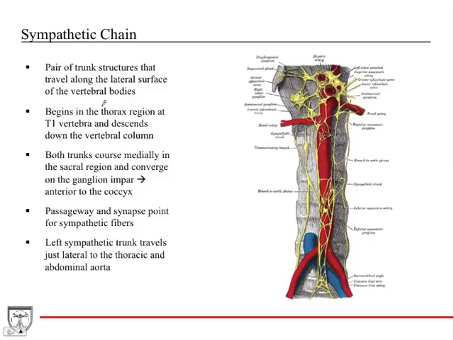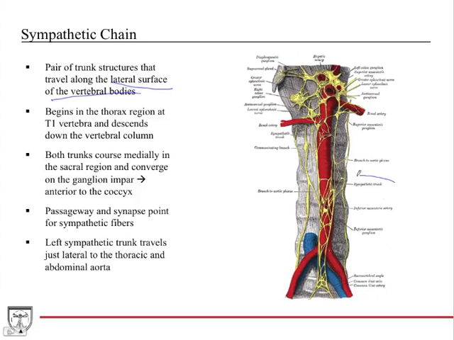All right, just to close these neural structures out, we've got the sympathetic chain. We talked a little bit about this in the basics of neuroanatomy in chapter 1, just to talk about how it relates to the spine. So it's a pair of trunk structures. They travel on both lateral surfaces of the vertebral bodies.